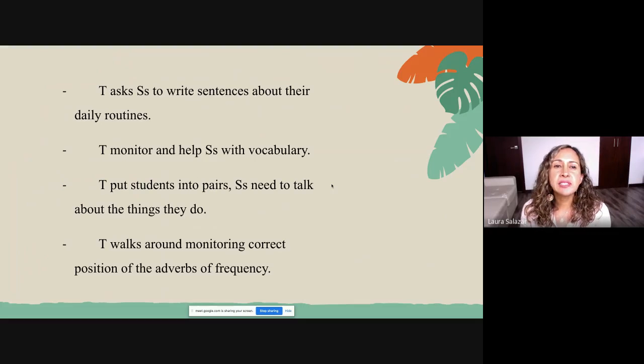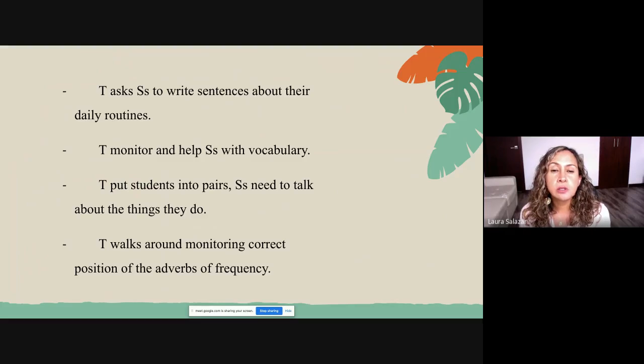Then teacher asks students to write sentences about their daily routines. They already see some example sentences that the teacher gave, so now it's their turn to write their own sentences about their daily routines. Teacher monitors and helps students with vocabulary whenever they need.